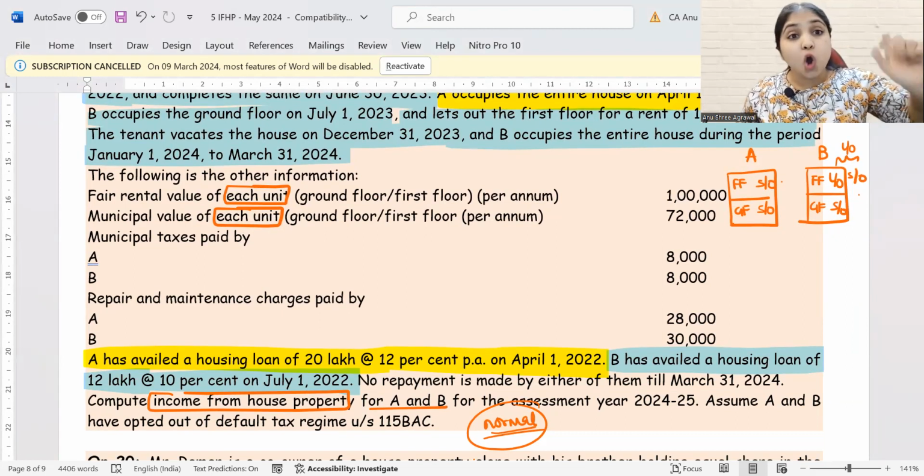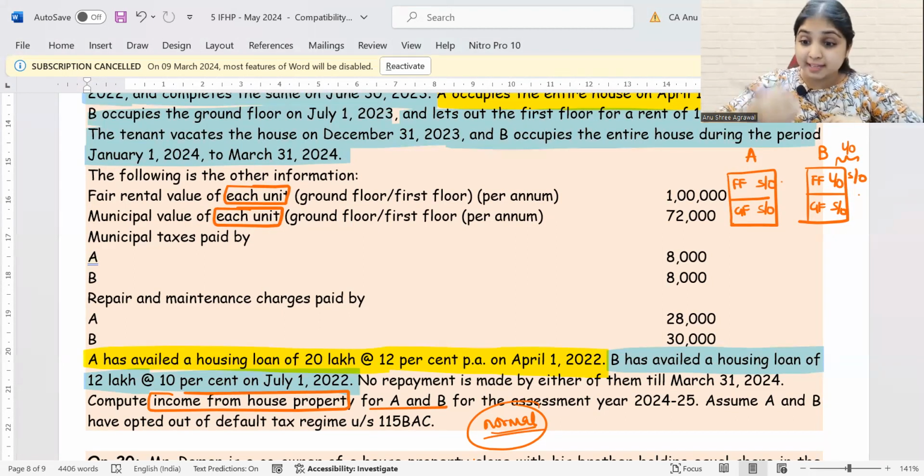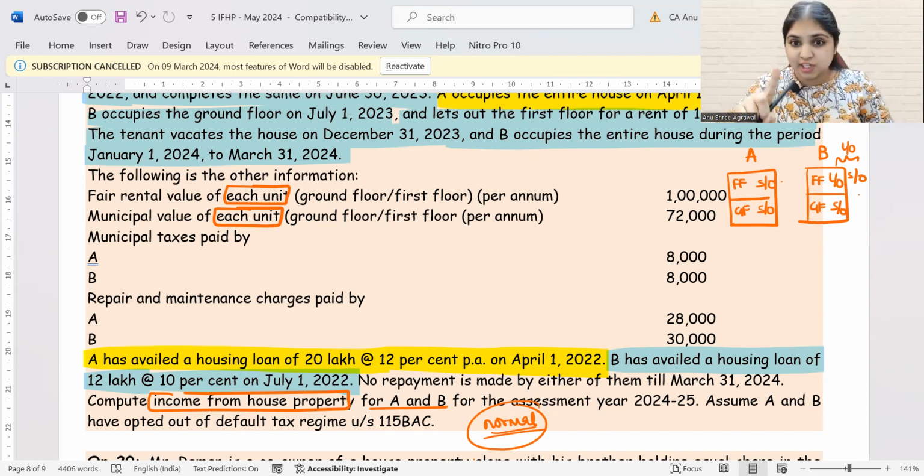What if the assessee was not opting out of the default tax regime? That is, what if the assessee was following 115 BAC? I've already discussed with you. If assessee is following 115 BAC, only one thing will change, guys. Self-occupied house or let-out house? Very good. It will change only for self-occupied house. No interest deduction under section 24 at all for self-occupied house. That will be the only change had it been 115 BAC. But here, assessee has opted out of 115 BAC, which means normal provisions only you are going to apply.